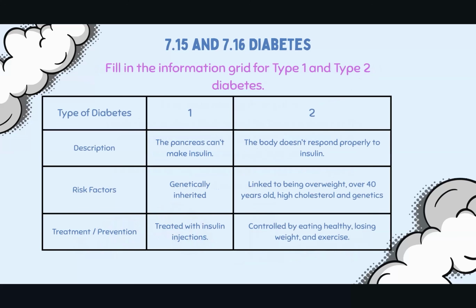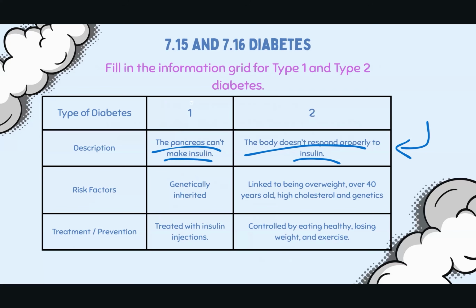Okay, now this is a really good summary of the differences between type 1 and type 2 diabetes. So type 1, the pancreas can't make insulin. But in type 2, the body doesn't respond to insulin. So if anything, it's producing plenty of insulin. It's just not responding to it. That's why there's a lot of scientists, researchers looking at stem cell therapy to replace the cells that are faulty.